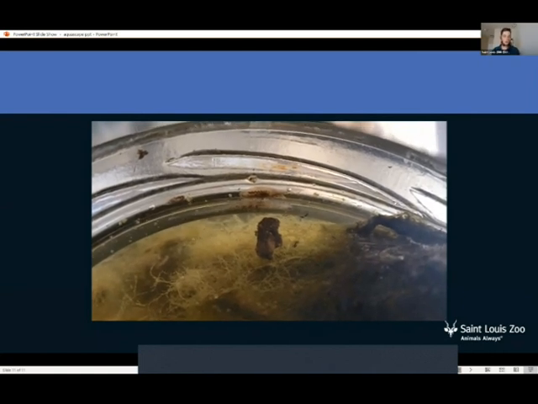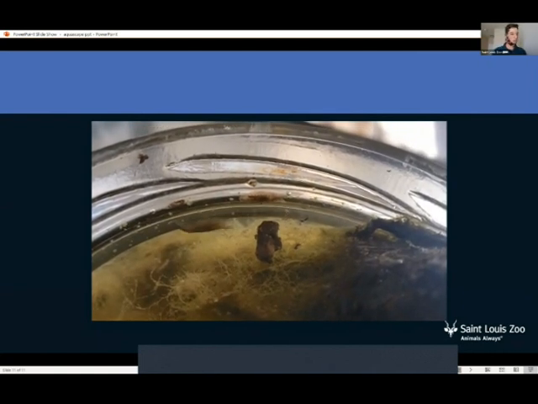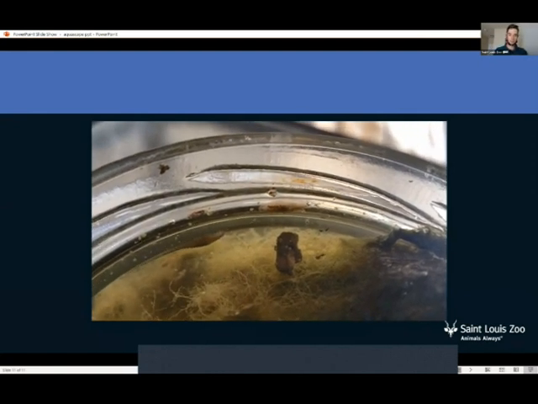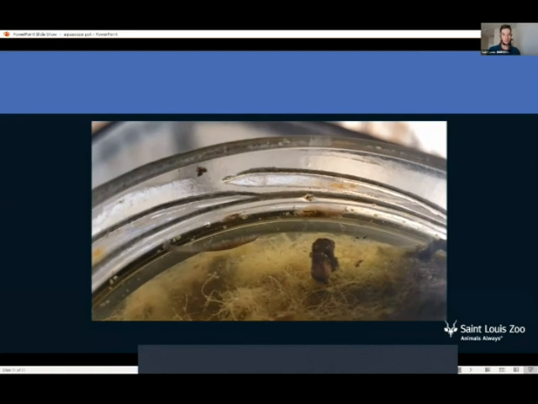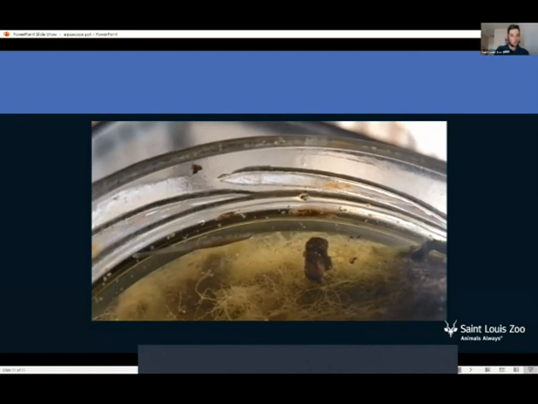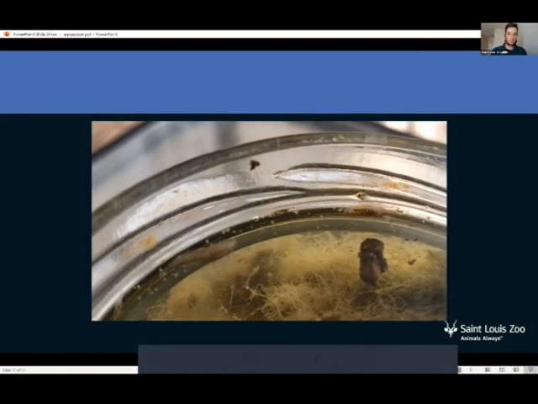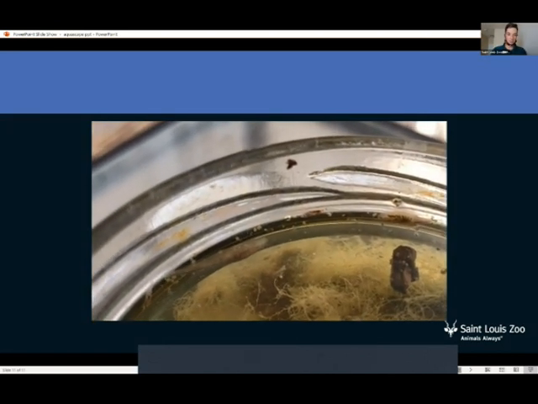Now, what do you all think this animal could be? I was stumped for a long time. Now we can see it's worming its way through all these Daphnia in the water, but it's not trying to eat them. It's interested in something else.